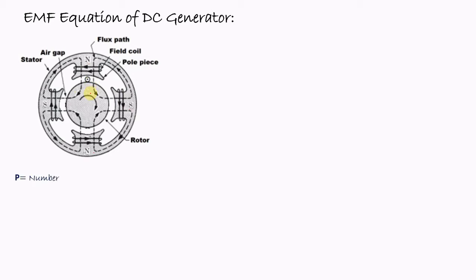So let's consider P is the number of poles in the stator. Here, four poles are given, but in general, we can consider there will be P number of poles in the stator to make the concept generalized. And we consider phi is the flux per pole in Weber. Here, from the north pole, the flux is coming out, and in the south pole, the flux is entering. So we are considering phi is the flux per pole, whether it is incoming or outgoing flux.